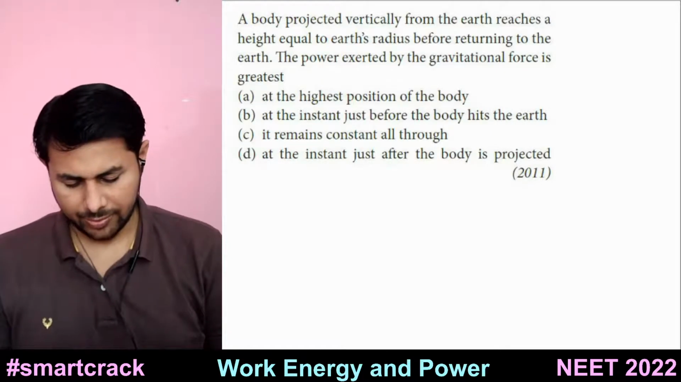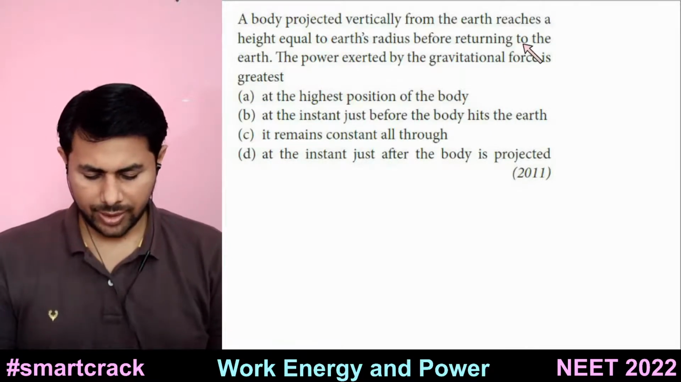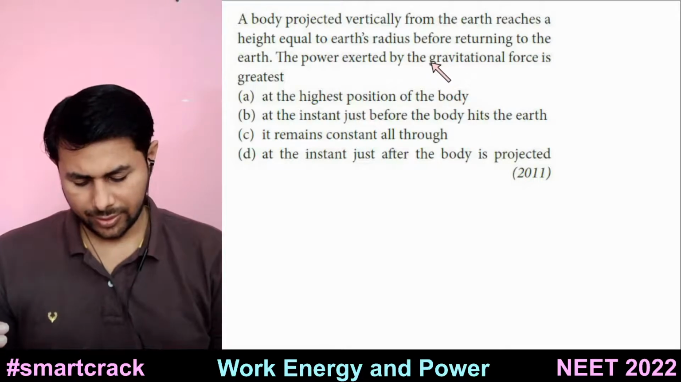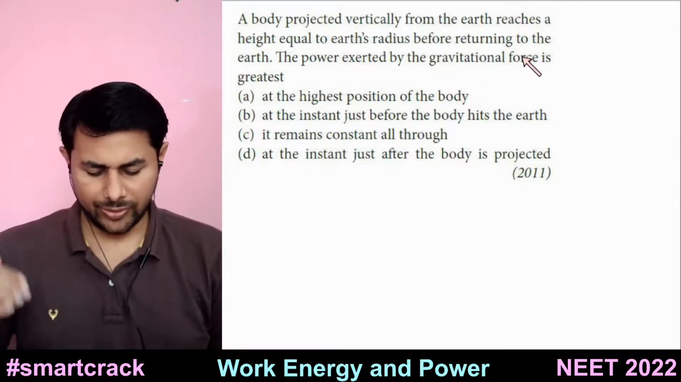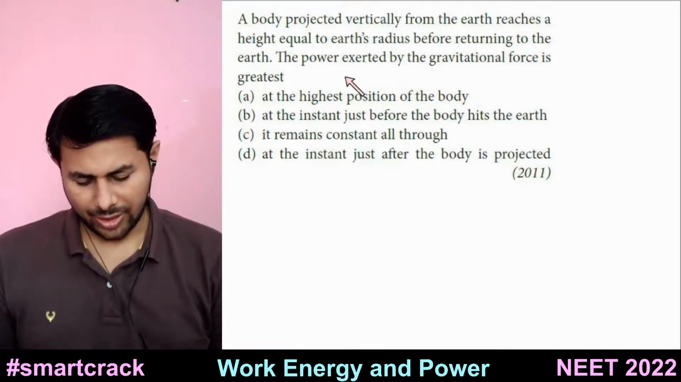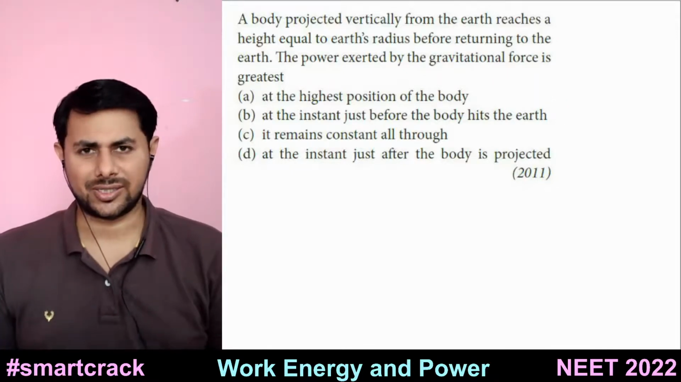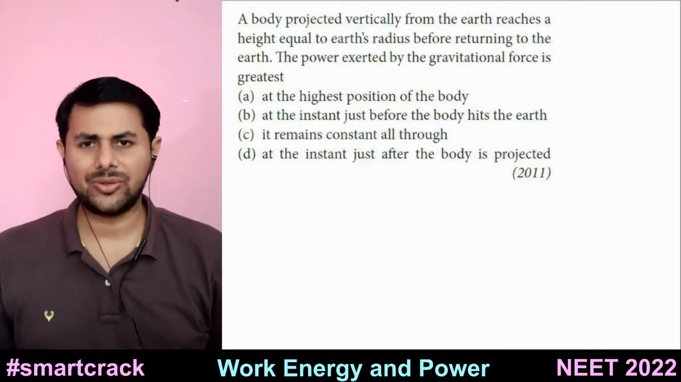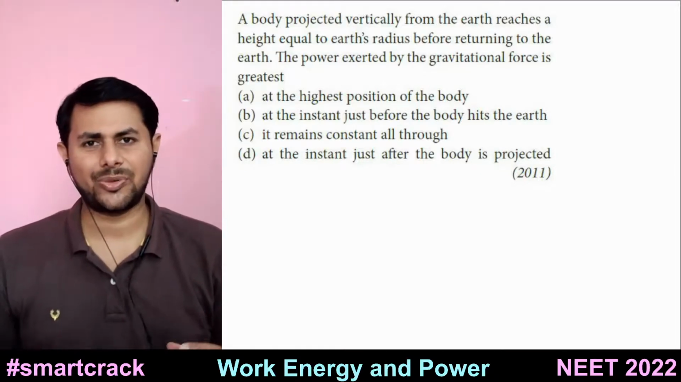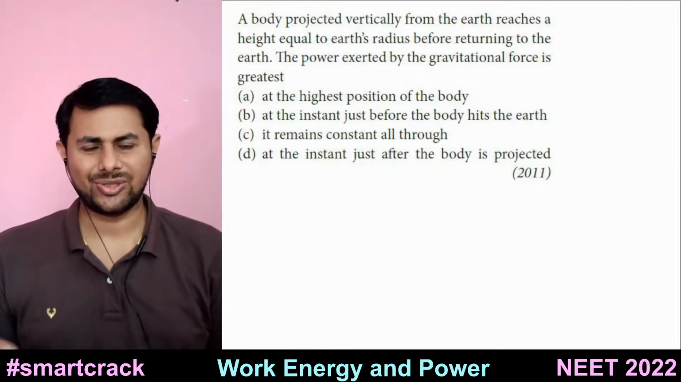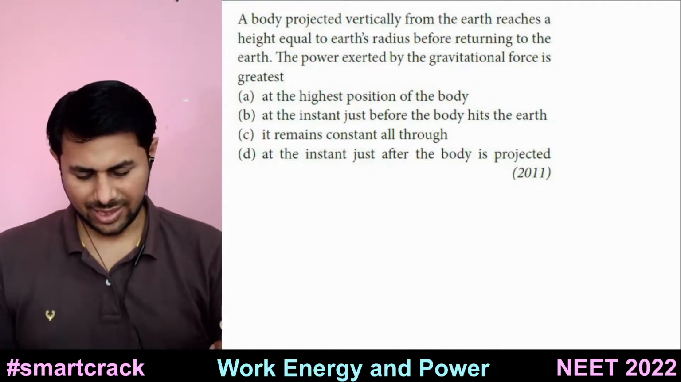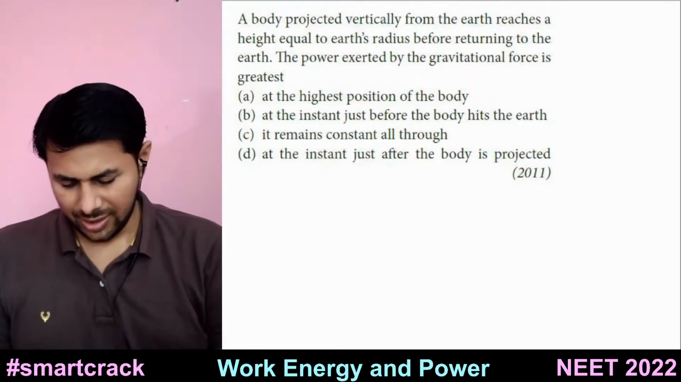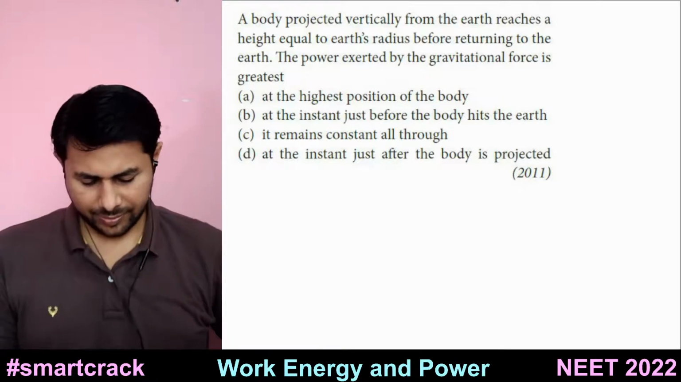A body projected vertically from Earth reaches a height equal to Earth's radius before returning to the Earth. Where is the power exerted by gravitational force greatest? So we know power is what? It is the product of force times velocity. So if we consider that force is almost constant, where is the velocity maximum?